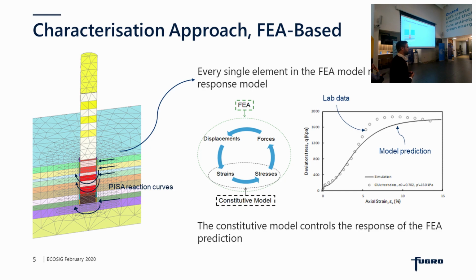That's where things differ when we come to look at a finite element representation of the problem. Now we've replaced our 1D model with a 3D model, which has very significantly more elements of soil. So thousands of elements of soil in that model. And in the case of the PISA reaction curves, we're looking to define many more degrees of freedom to that model in terms of the curves that are input.